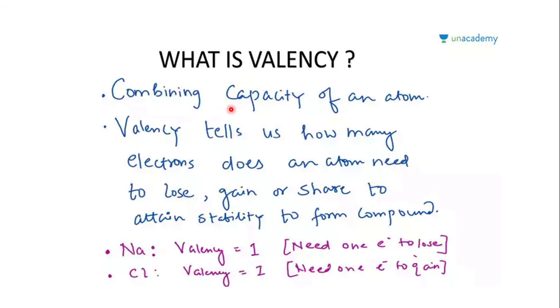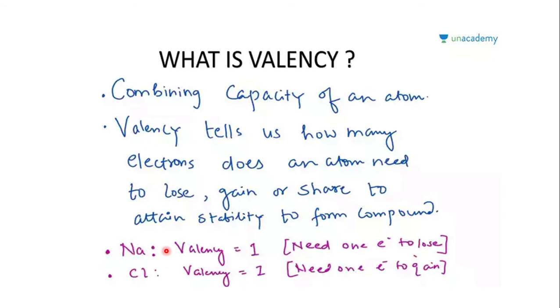So what is valency? Let us define. It's a combining capacity of an atom which tells us how many electrons an atom needs to lose, gain or share in order to attain a stable octet configuration. Thereby they form bonds, that is, they form new molecules and compounds. I'll repeat: valency is a combining capacity of an atom which tells how many electrons an atom needs to lose, gain or share in order to acquire the stable octet configuration, so that it results in the formation of bonding, that is, formation of molecules and compounds.